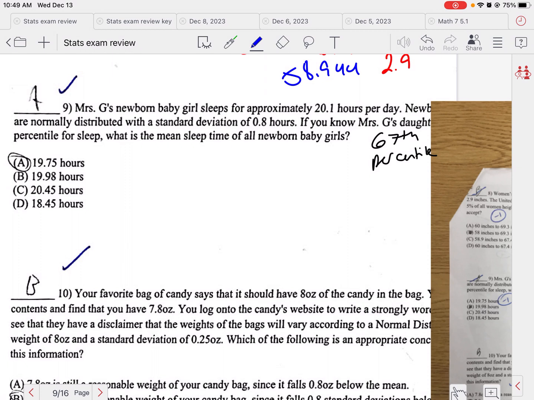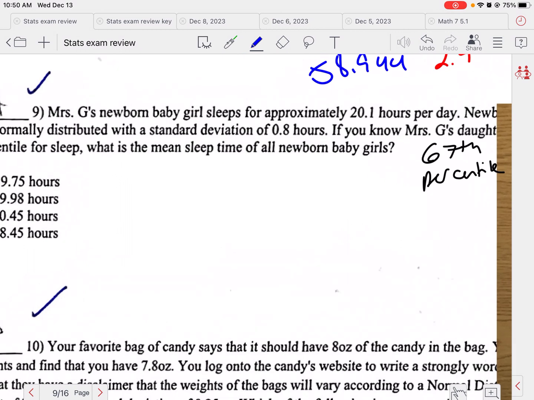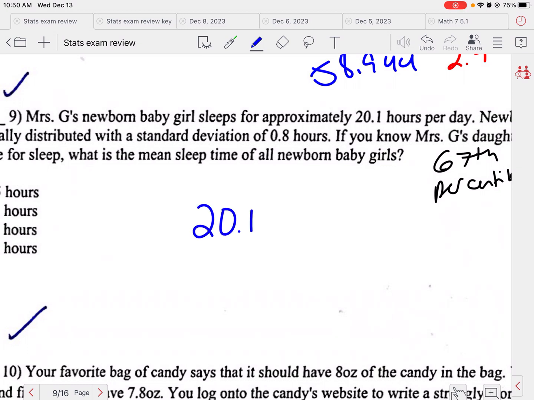Mrs. G's newborn girl sleeps approximately 20.1 hours per day. The newborns are normally distributed with a standard deviation of 0.8. If you know her daughter's percentiles for sleep, what is the mean sleep? Okay, so we know she's sleeping for 20.1 hours per day. We don't know the mean. We do know the standard deviation. We also know she's in the 67th percentile.